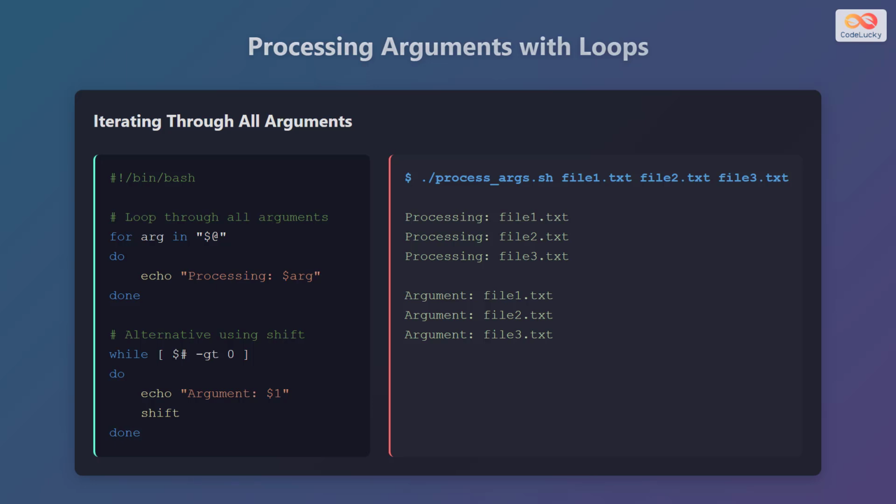Here's an example script. The first part of the script loops through all arguments using $@ and prints each one. The second part uses a while loop to iterate through the arguments. Inside the loop, it prints the first argument using $1, and then uses the shift command to move to the next argument. Both methods achieve the same outcome, allowing you to process each argument provided to the script.